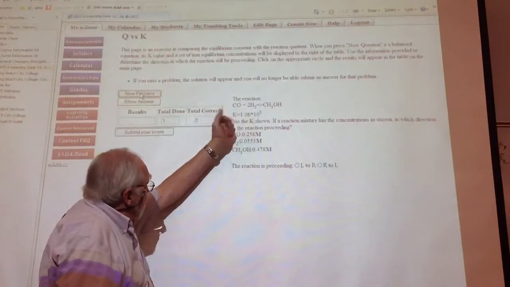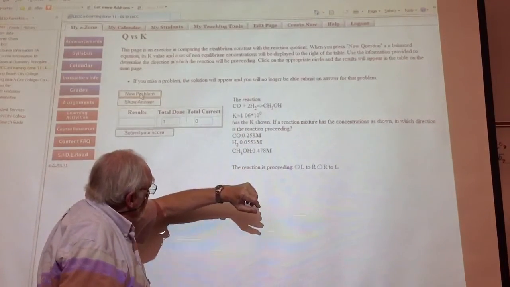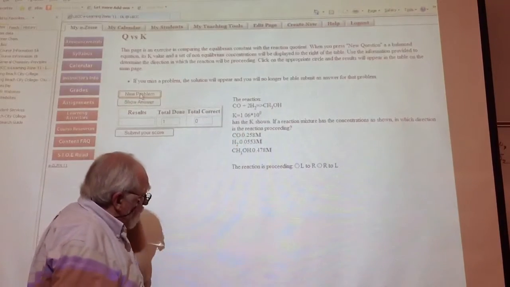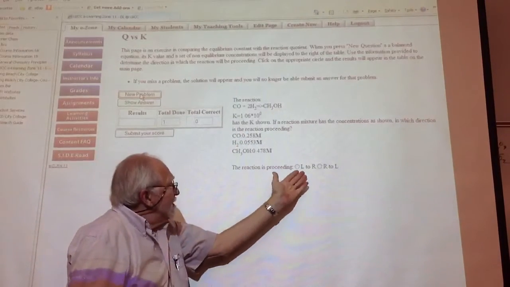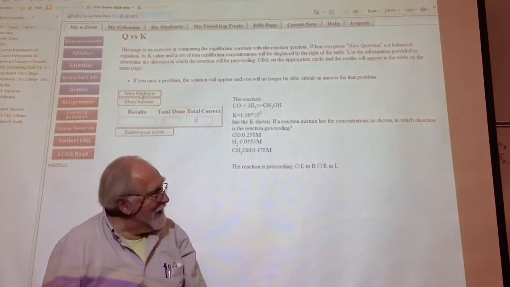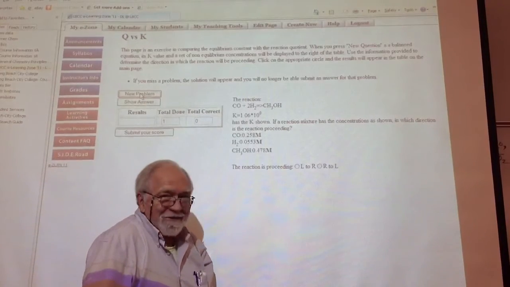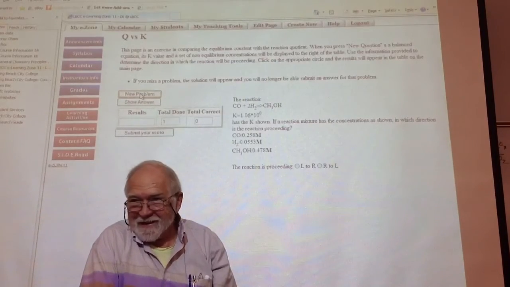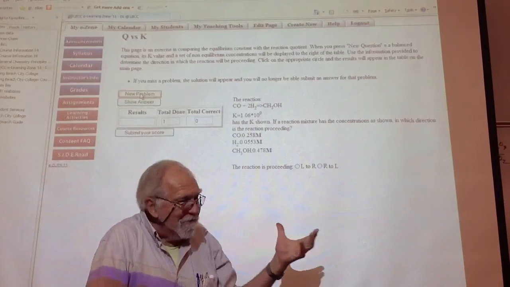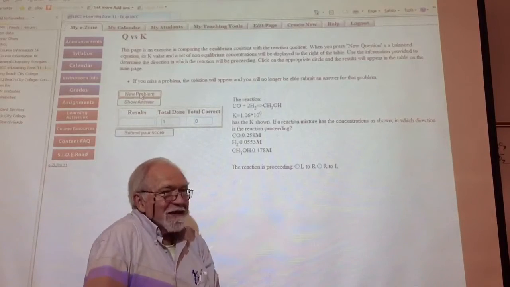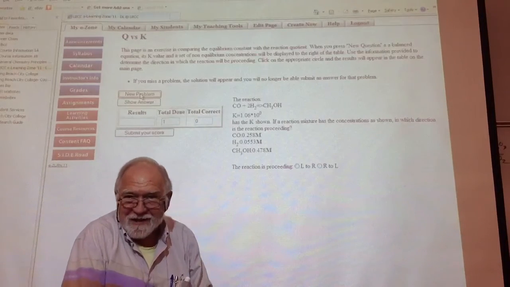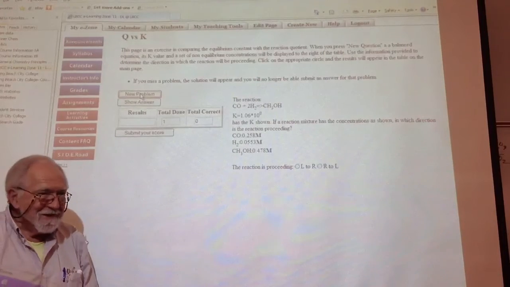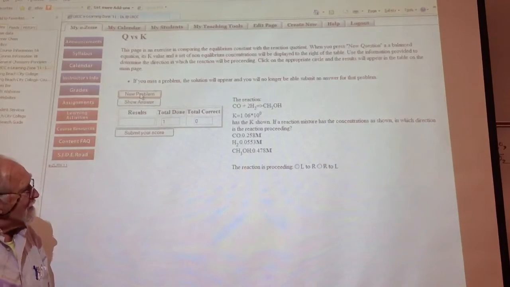The number for K is 1.06. If the reaction has the concentrations shown, which way does it go? Now notice, sometimes I see people do about 20 trials, and finally they get 5 right. If it takes you 20 trials to get 5 right, and there's only 2 possible answers, that means don't buy lotto tickets, and you're going to be terrible on the multiple choice when we get to the final exam. So you've got to work out what's happening.